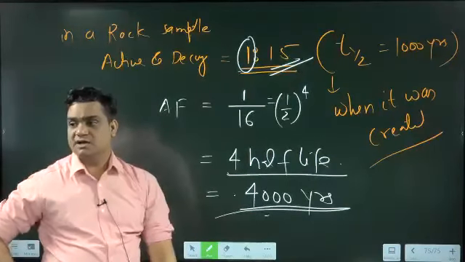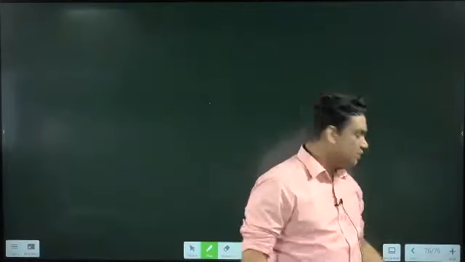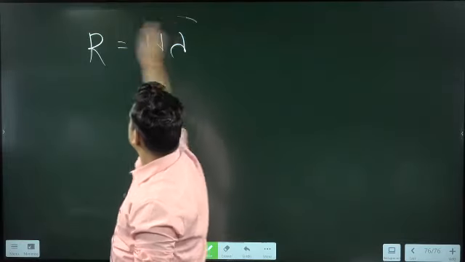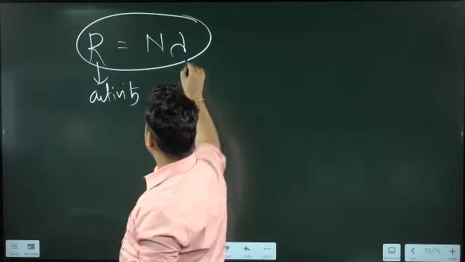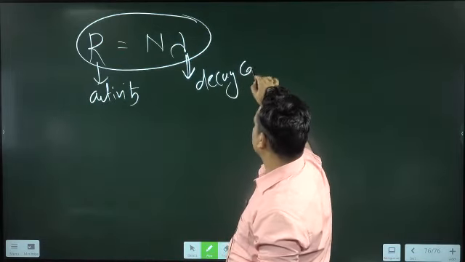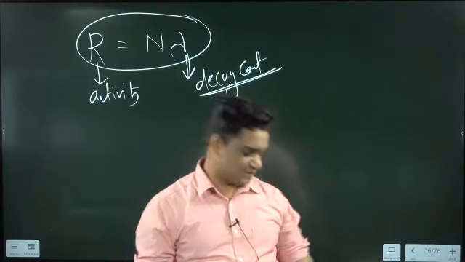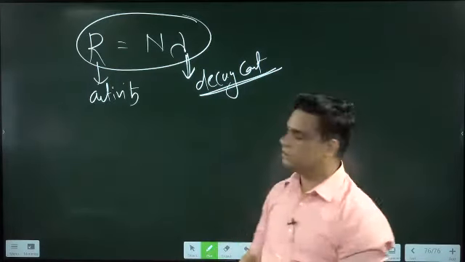Okay, so these are the questions. One more thing you have to remember in this one, that is R equal to N lambda. This R is the activity, and lambda is your decay constant. These are the things. Now I think one topic is going to be over. I can take one question on this one.